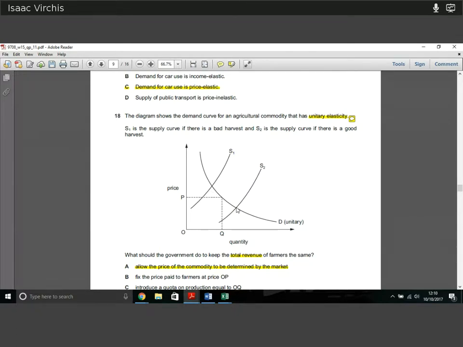As is the case here, if we had supply at S2, you've got quantity being greater but price lower, so the area of that rectangle remains the same. And that's part of the nature of unitary elasticity. The fact they've told you it's unitary elasticity tells you that you need to allow the price of the commodity to be determined by the market, and that keeps this revenue, this area P by Q, the same.